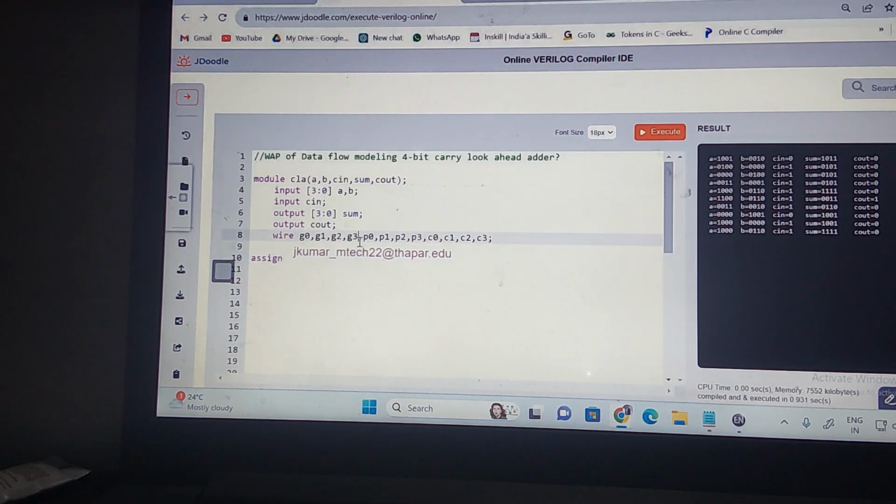Assign. Let us write for G0. G0 is equal to what? A0 and B0, correct? Next, what do I need to do? We can give G3 like this also, comma. No need to assign lines. I can write G1, A1, B1. This is also fine. This is G2, A2, B2. You can make this a vector, then you compute the A and B operation, then you take G0, G1, G2.